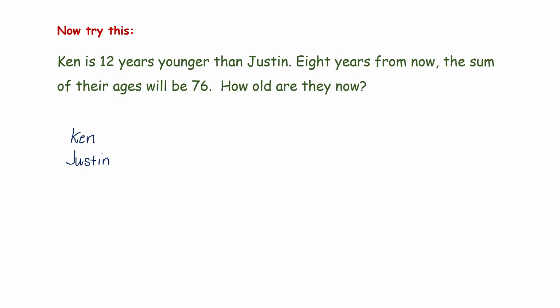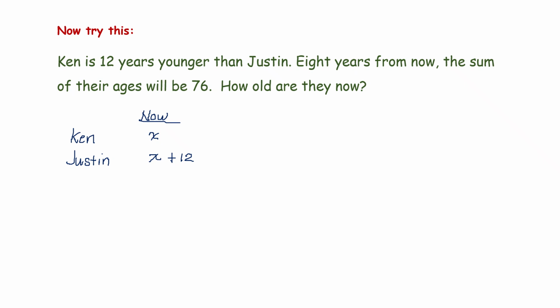What are the clues? Let's write them here. Now, we don't know how old they are, but there's a clue here. It says Ken is 12 years younger than Justin. If we assign a variable for Ken's age, X, Justin will be, since Ken is 12 years younger than Justin, Justin is older, right? So that means to say Justin is X plus 12.